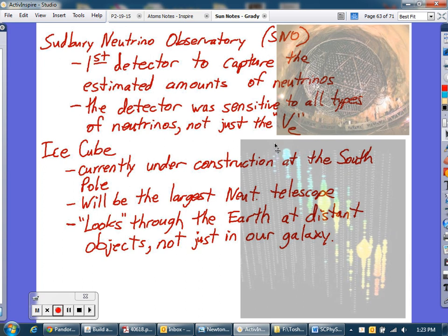Another detector was called the SNO, or the Sudbury Neutrino Observatory. This is the first one to capture the estimated amounts of neutrinos. So the problem was we were only catching about 1 in 3 that we thought we should have been catching, and this one was in Canada, and this is it right here. It's no longer in operation. The detector was sensitive to all types of neutrinos, not just the electron neutrino. Neutrinos come in 3 varieties. We didn't know that in the 60s, so now we're a little bit more wise to that.